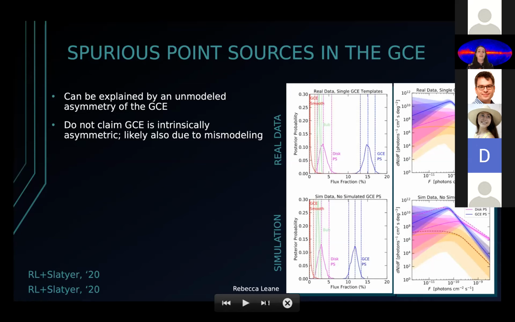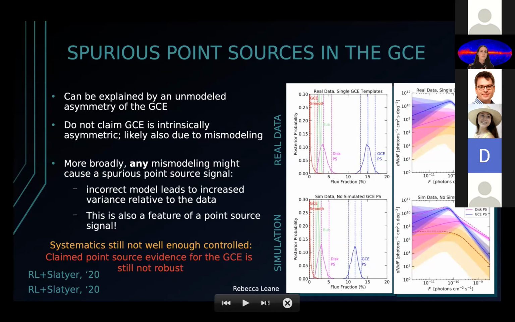We're just not getting the shape of these templates right, and it makes sense that some leftover asymmetry is then being transferred into the excess template. More broadly, we also realized, and this was discussed a bit more in our longer second paper, that any type of mismodeling potentially might be able to cause a spurious point source signal. You can think about this in a really simplified sense. If you have an incorrect model, it can lead to increased variance relative to the data, just because, of course, it's not going to explain the data perfectly.